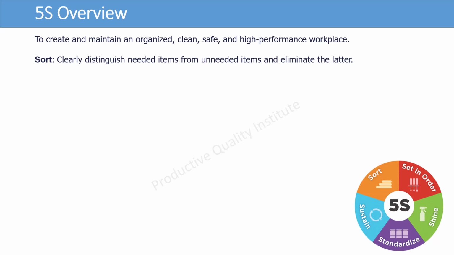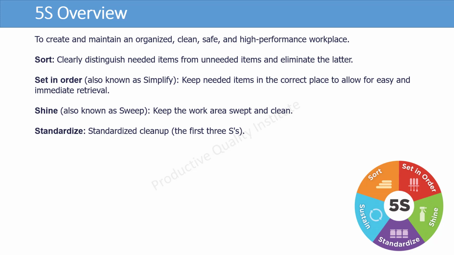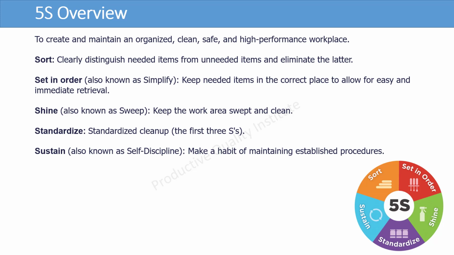The 5 S's are: Sort, clearly distinguish needed items from unneeded items, and eliminate the latter. Set in order, also known as simplify, keep needed items in the correct place to allow for easy and immediate retrieval. Shine, also known as sweep, keep the work area swept and clean. Standardize, standardized cleanup of the first 3 S's. Sustain, also known as self-discipline, make a habit of maintaining established procedures.